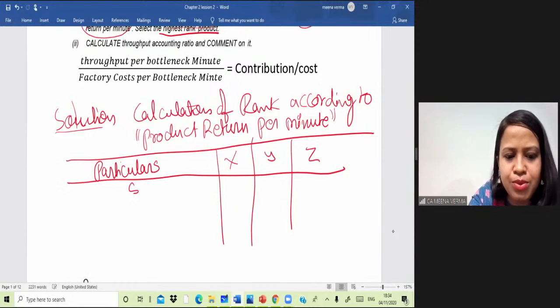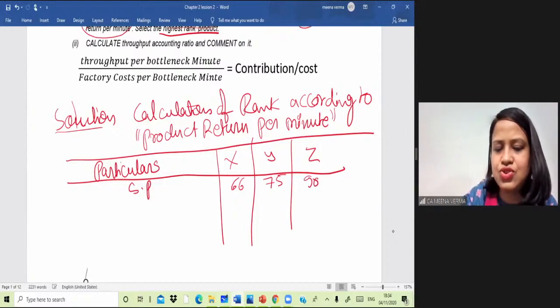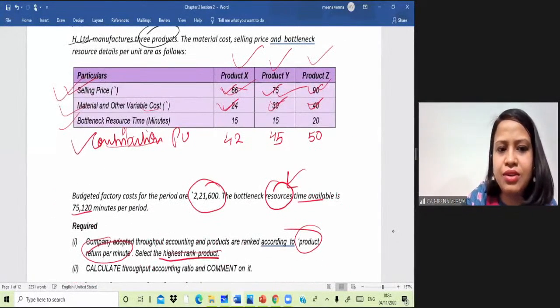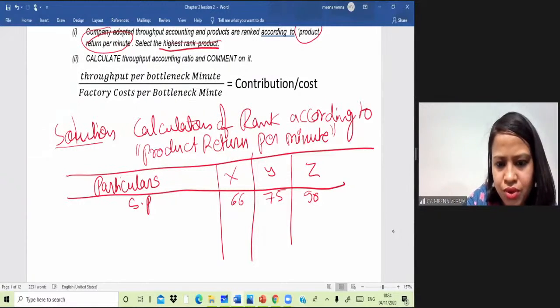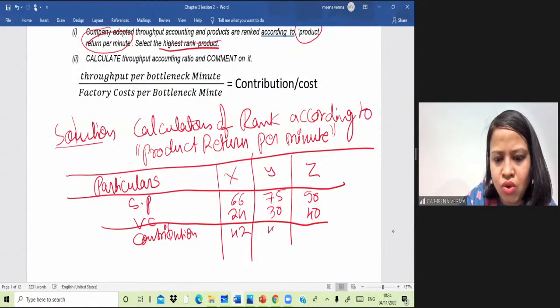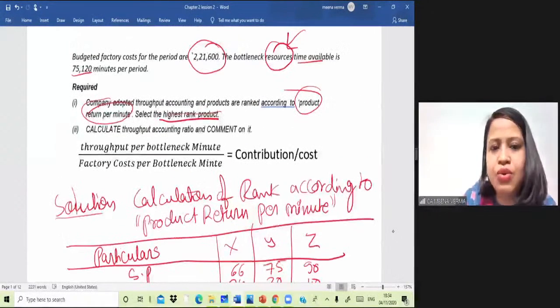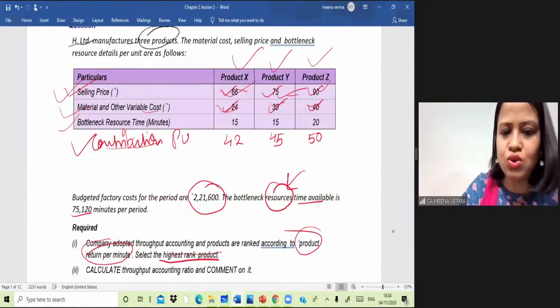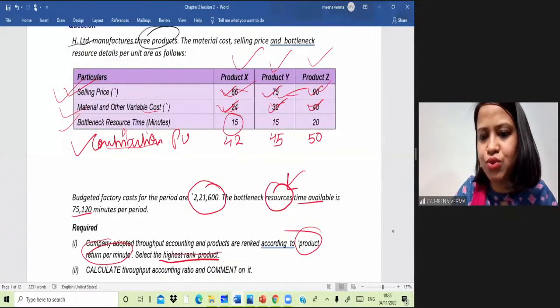We have the selling price per unit, which is 66, 75, and 90. And variable cost is 24, 30, and 40. So we can easily find the contribution here: 42, 45, and 50. Now our bottleneck resource time is 15 for product X, 15 for product Y, and 20 for product Z.